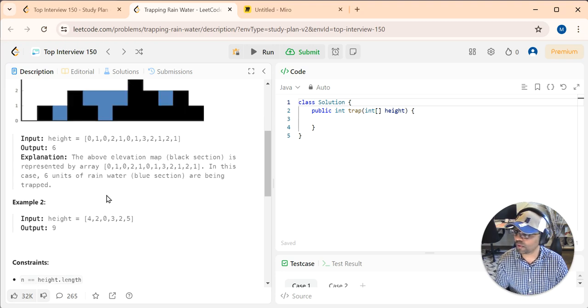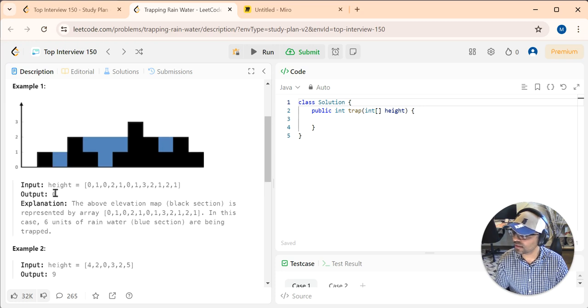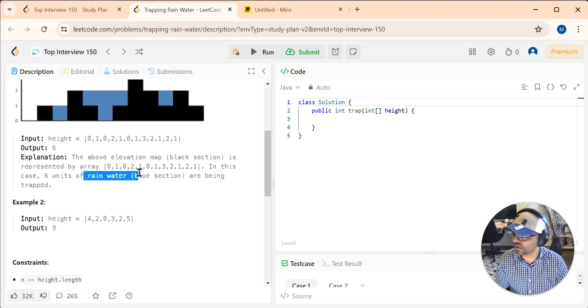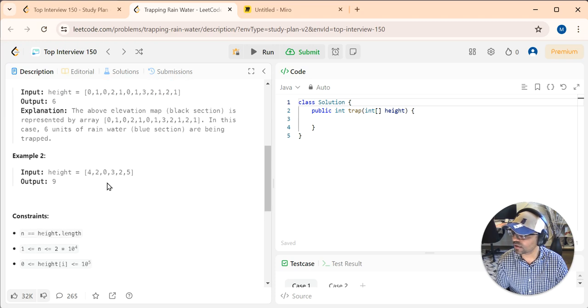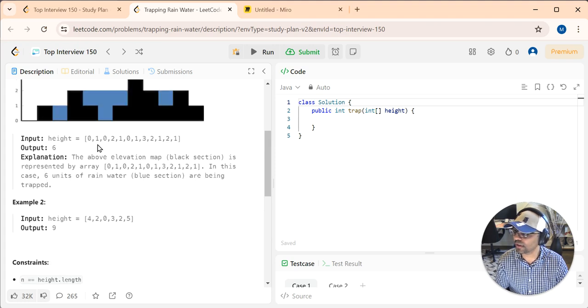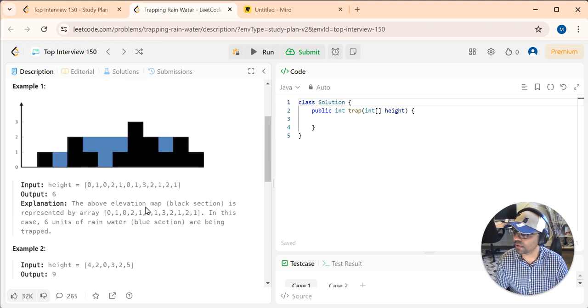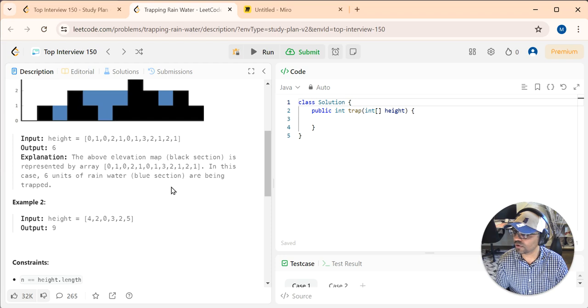That's the problem. Okay, so in this case, it's 6. So that's 1, 2, 3, 4, 5, 6. Okay, so it says it's units of water, I guess. So yeah, 6 units of water are trapped here. In this case, the total expected output was 9. Well, they haven't given a visualization, but that's okay. We can come up with our own visualization if we need to, but we'll use this if we can.